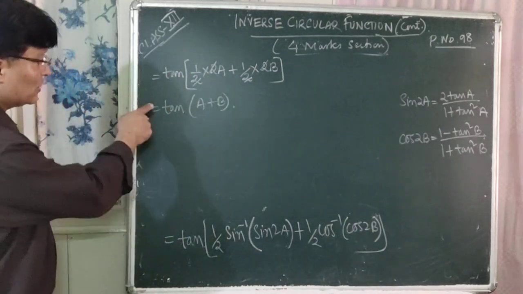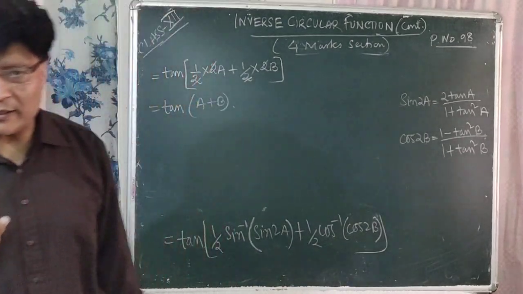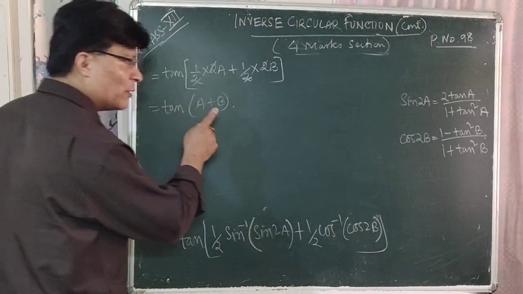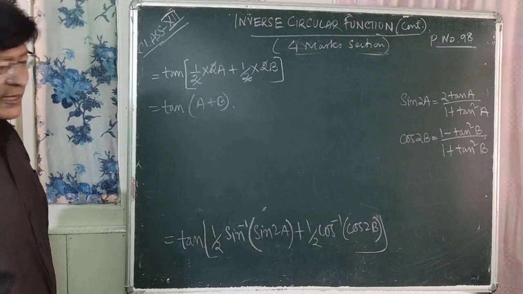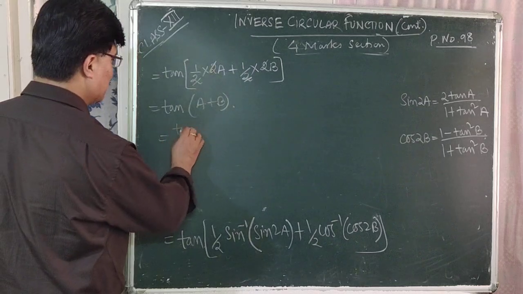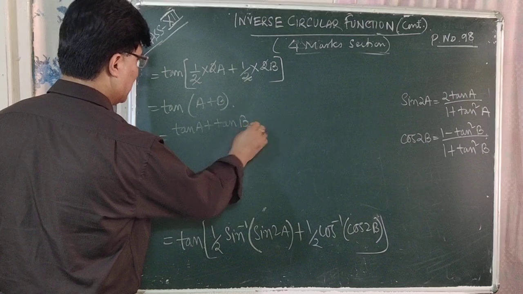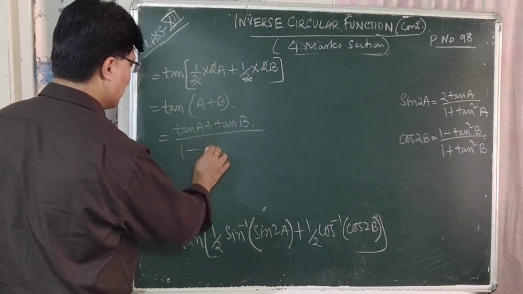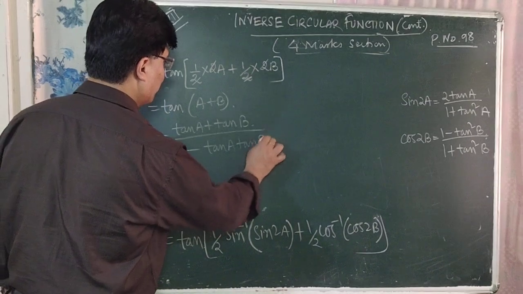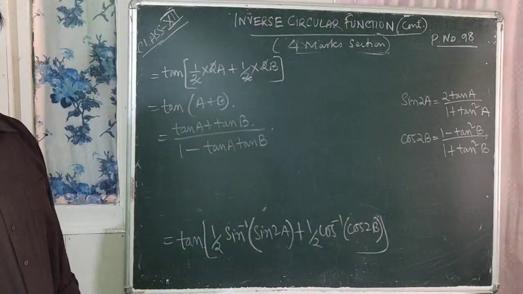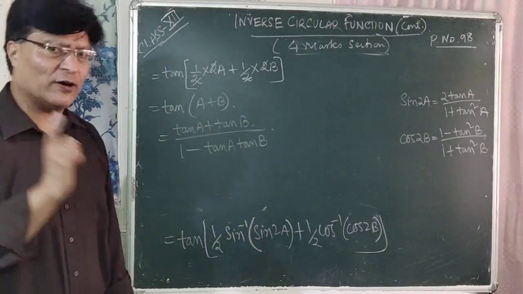Now this is the formula from compound angle. You know in trigonometry compound angle. So from compound angle you can write down the formula of tan of A plus B. You have done it in class 11. What is tan of A plus B? This is tan A plus tan B divided by 1 minus tan A tan B. Now in this case you have to put the value for tan A and tan B, but not the value for A and B.